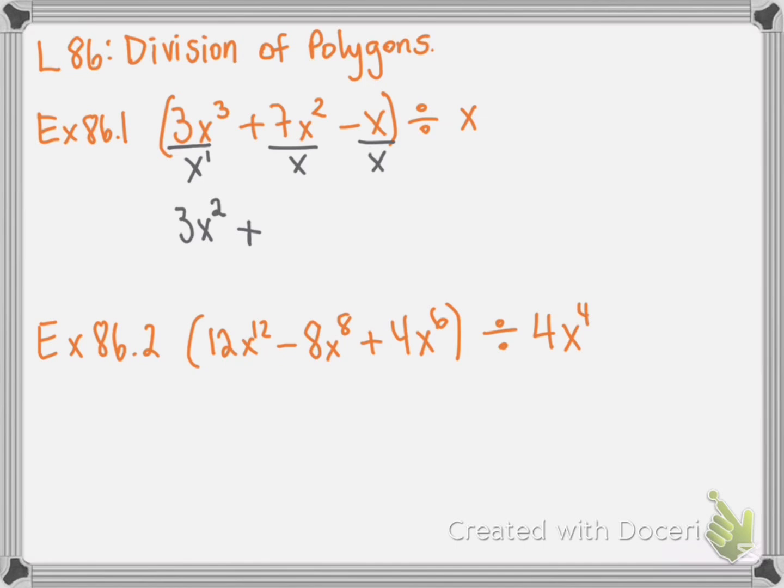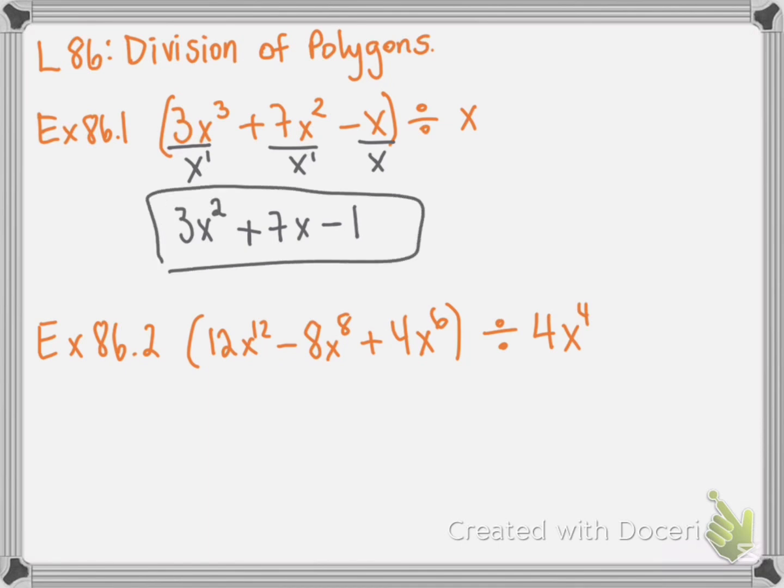The same in the next one. 7x2 divided by x is going to be 7x because 2 minus 1 is 1. And in the last one we have x divided by x, which is 1. We have a negative 1, and that is our answer.